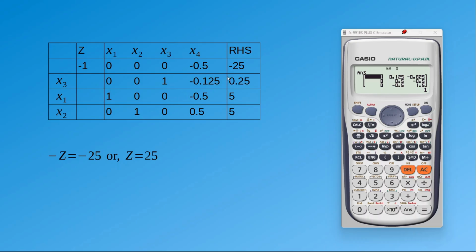Now remember one thing, all of you must be raising your ears: oh, it's minus 25. The maxima is minus 25. Remember, z is minus 1, so z is equal to 25. That's the maxima. Now x4 also is 0, because in this table x4 is the non-basic variable. The basic variables are x3, x1 and x2. So we have reached our optima. The answer is x1 is equal to 5, x2 is equal to 5 and x3 is equal to 0.25.